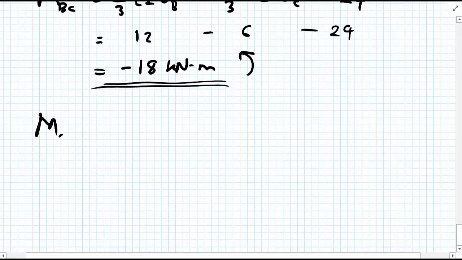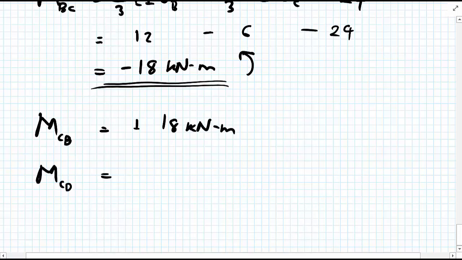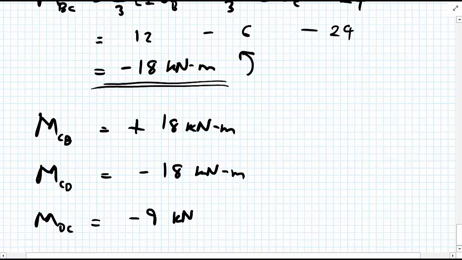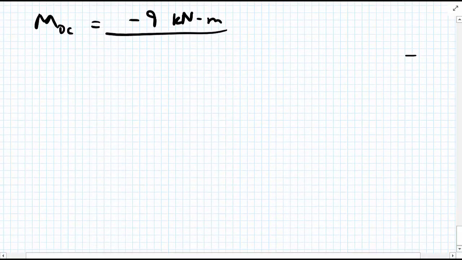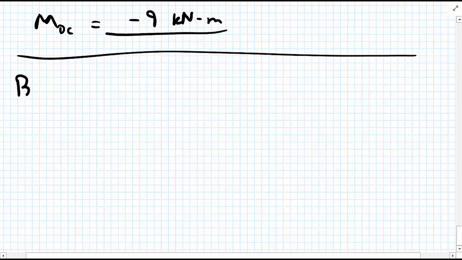Moving on to MCB, and we get plus 18 kilonewton meters. MCD is equal to minus 18 kilonewton meters. And finally, MDC is equal to minus 9 kilonewton meters. And finally, armed with these member end values, we're ready to draw our bending moment diagram.